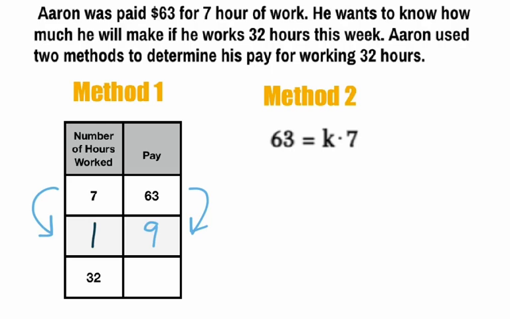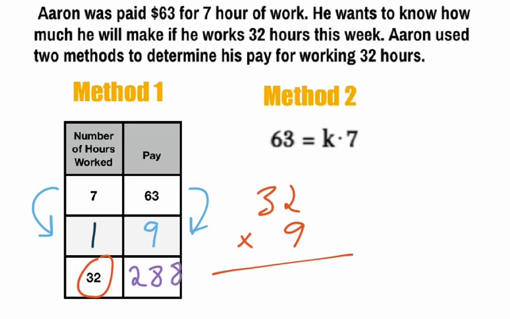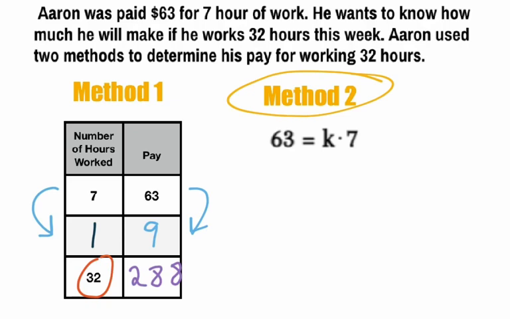What we can then say is, if Aaron wants to figure out how much he'll make in 32 hours, we can take 32 and multiply it by 9. If you multiply 32 times 9, you can do it real quick, or you can put it into the calculator, but you're going to get 288, and that's how much Aaron can make in 32 hours. He makes $288, not bad.